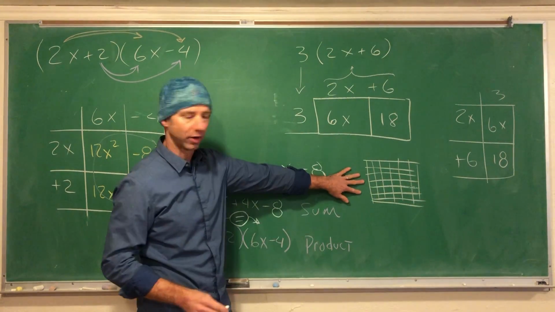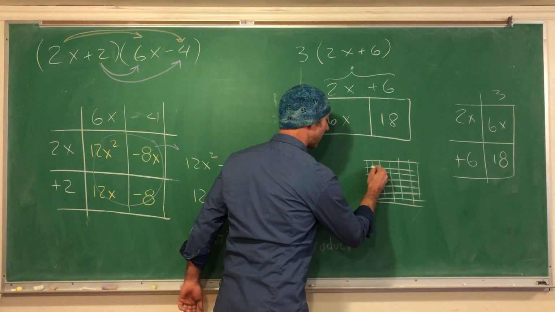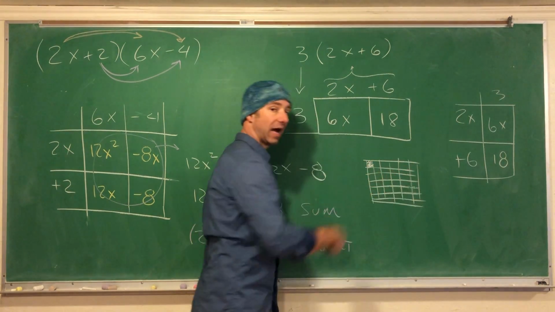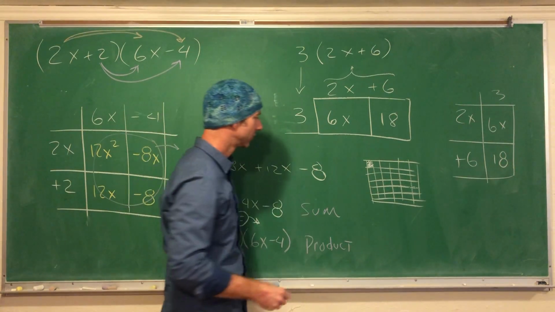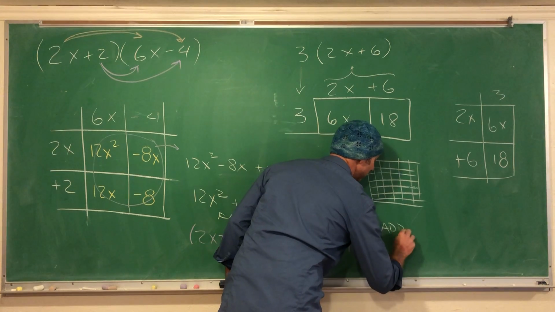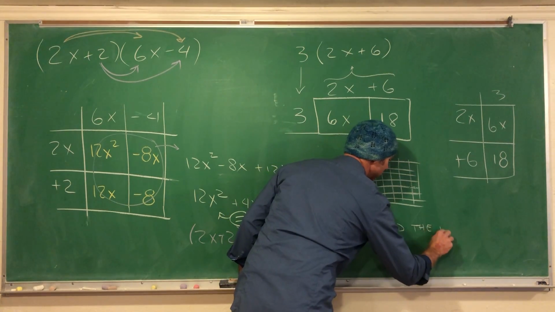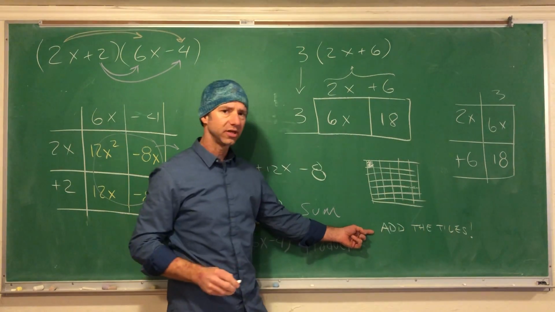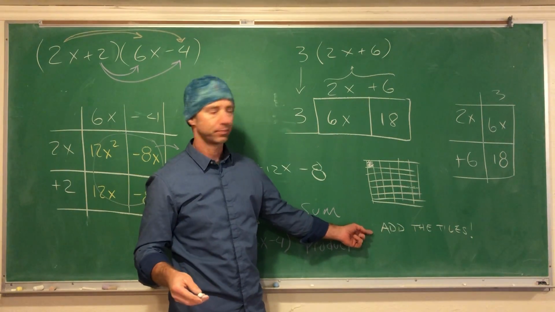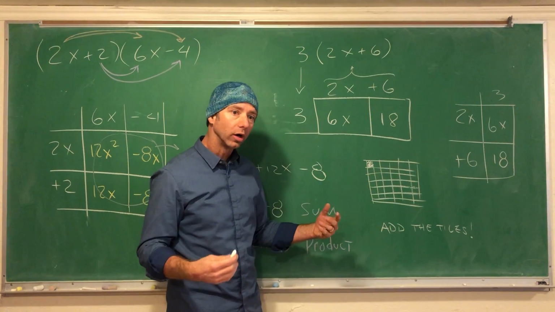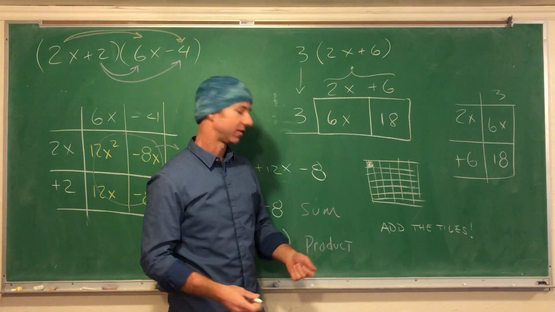Right, so this is like my room. All these 1 foot floor tiles, I could add them up. 1, 2, 3, 4, 5, 6. I could add all those tiles, so I can add all the tiles and that would give me the area of the classroom because they're 1 foot a piece. Or I could multiply it together.